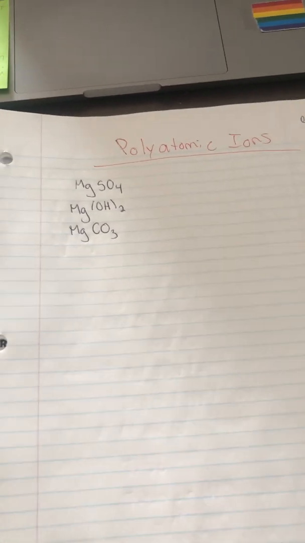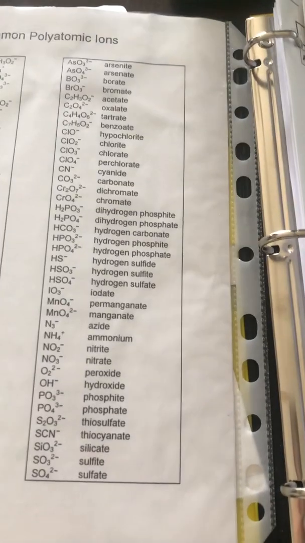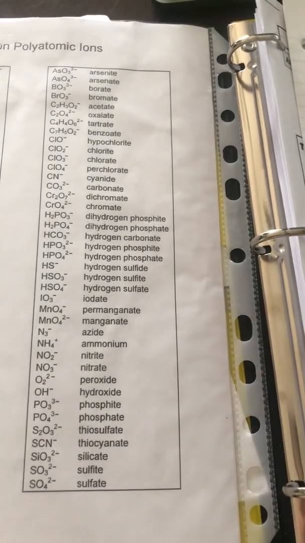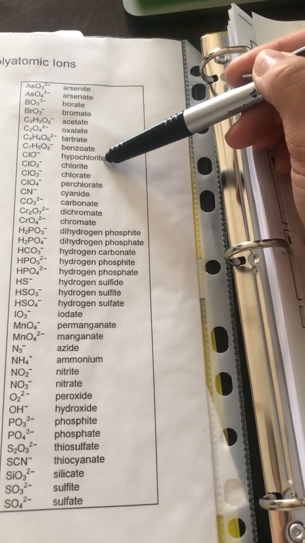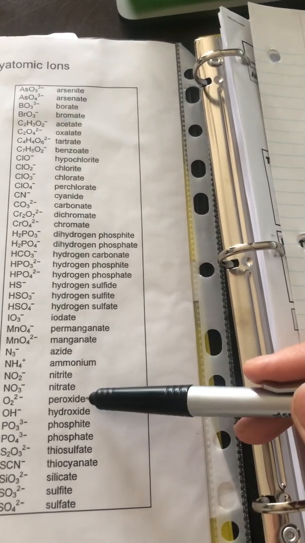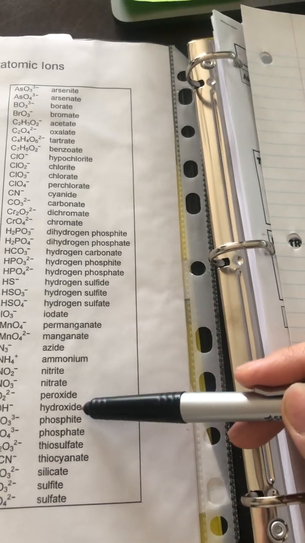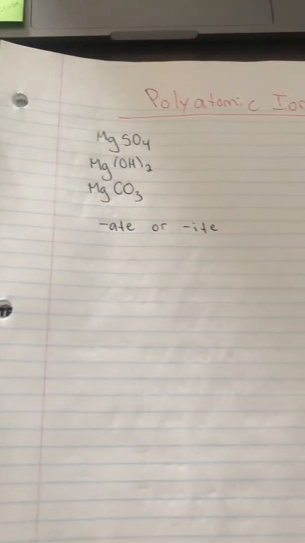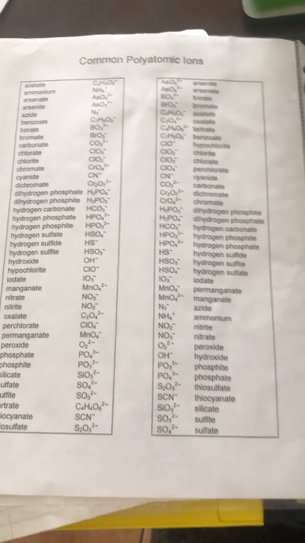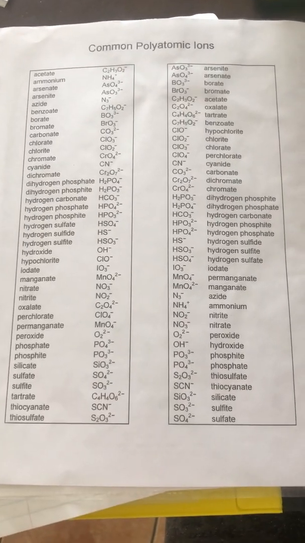Another big thing to notice is that all of these names don't end in IDE. We have ITE or ATE. A lot of them are going to end in either ATE or ITE. Not a lot of them end in IDE. So they're going to be different compounds mixed together. Take a look at this sheet and get familiar with a few of them so that we know how to recognize these.